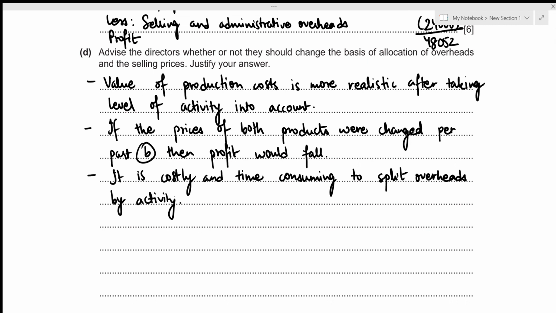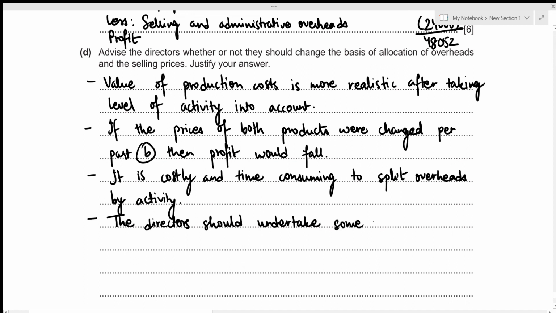And if you're confused about whether to allocate the overheads and selling prices on what basis, then we could definitely do some market research and figure out what our competitors are doing. Let's write it down as well. The directors should undertake some market research and consider what competition are charging.